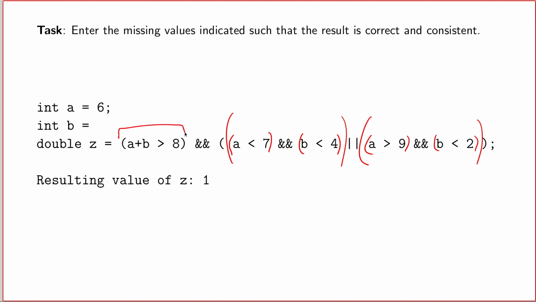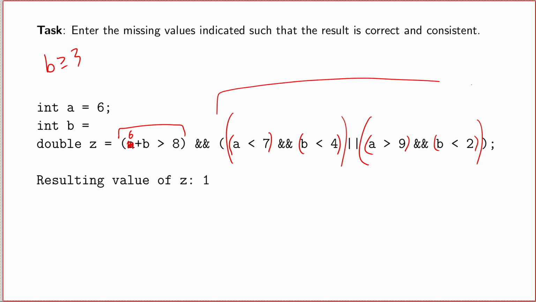Okay, so a plus b has to be greater than 8 because it goes into a logical and z ends up with the value true. So a is 6, 6 plus b has to be greater than 8. And that sounds to me like saying that b has to be at least equal to 3. Because if b is equal to 2, then 6 plus b is 8, which isn't greater than 8. And if b is equal to 1, then 6 plus b is 7, which isn't greater than 8, and so on. So b has to be at least equal to 3.